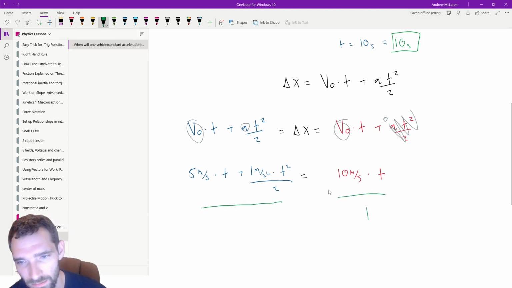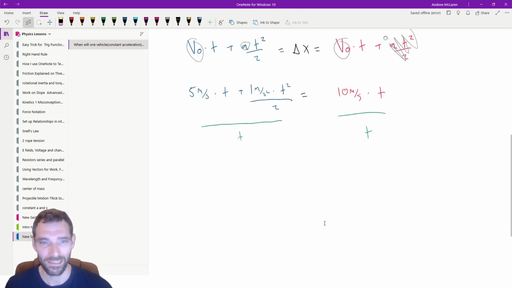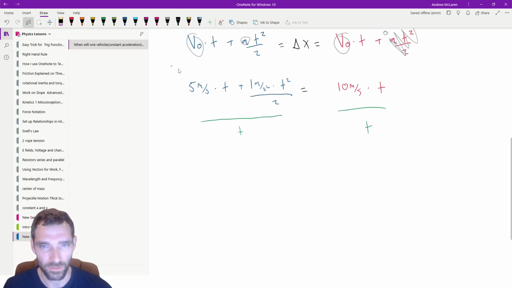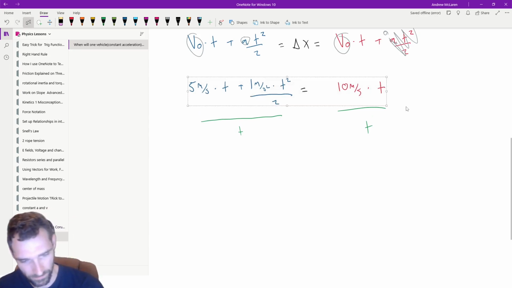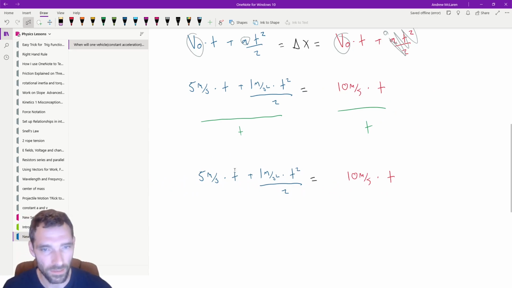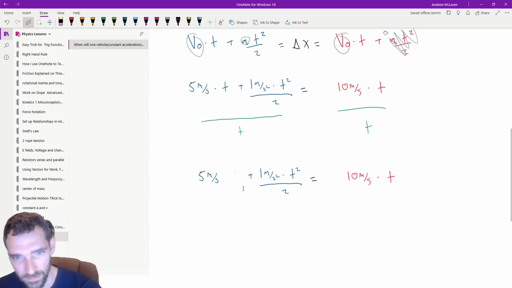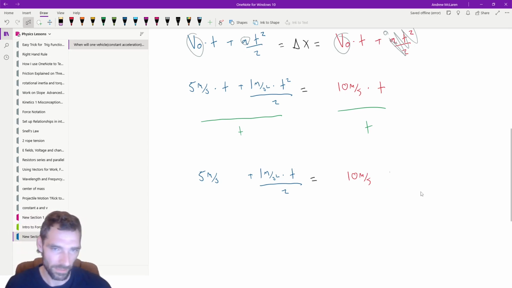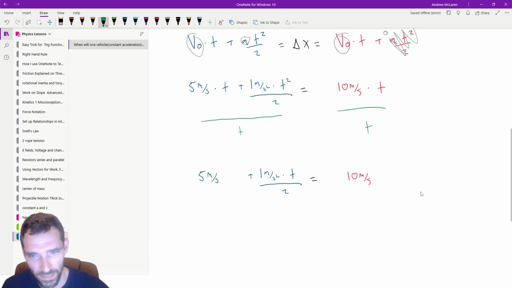If we look at this whole expression, we can actually eliminate one set of time in the formula. If we divide everything by t, then we get something that's very similar, but simplified just a little bit to make the math actually doable. So let's get rid of one of our t's. And now you have everything in here in a nice expression that we can work with to solve for the amount of time. So we've got 5 meters per second, 10 meters per second.